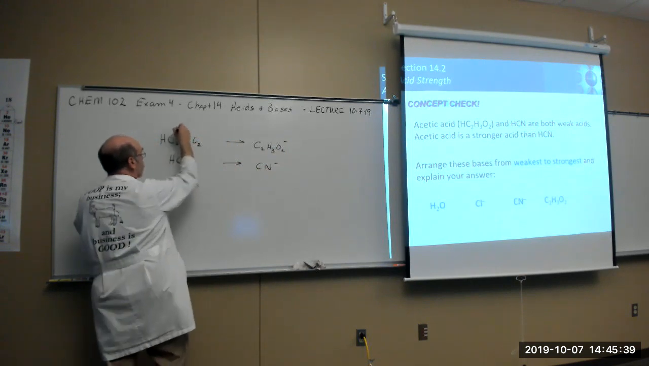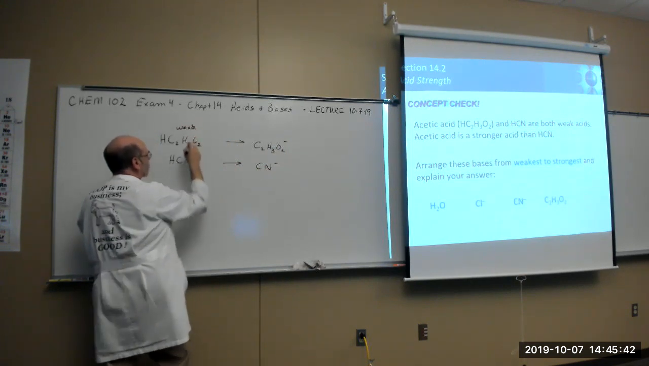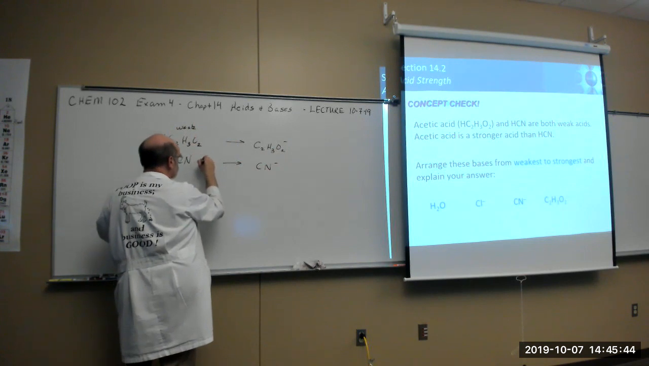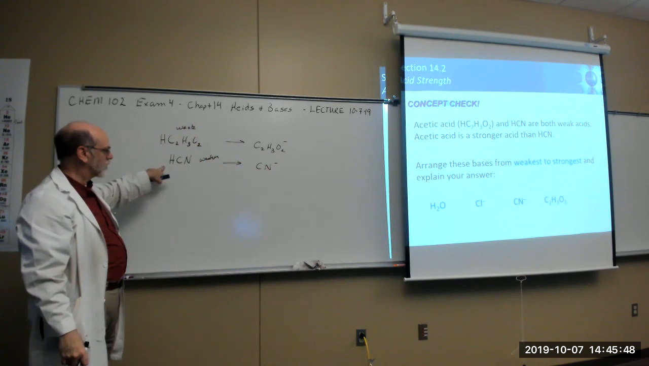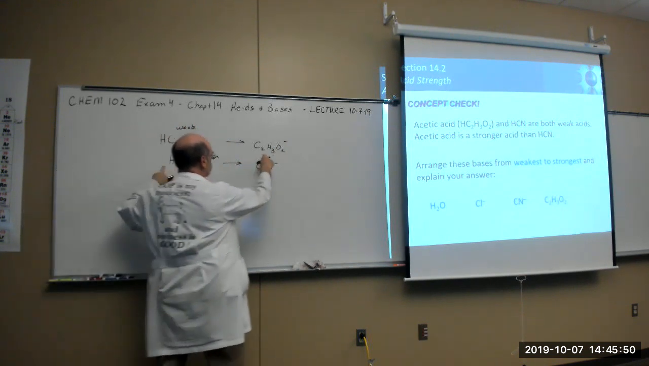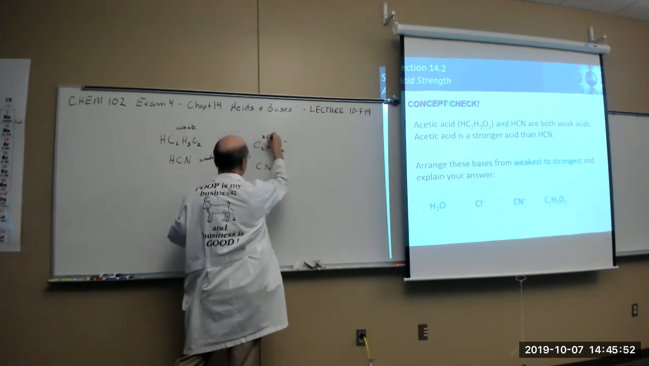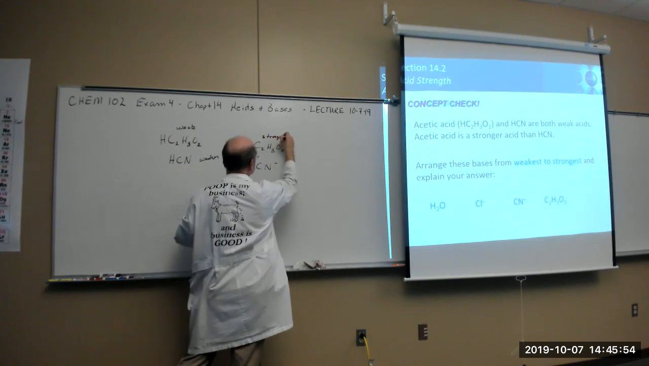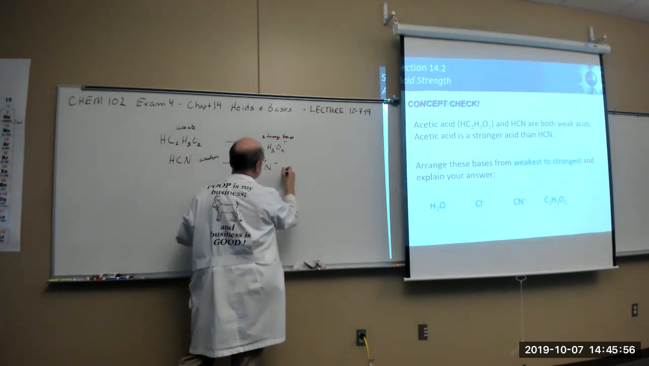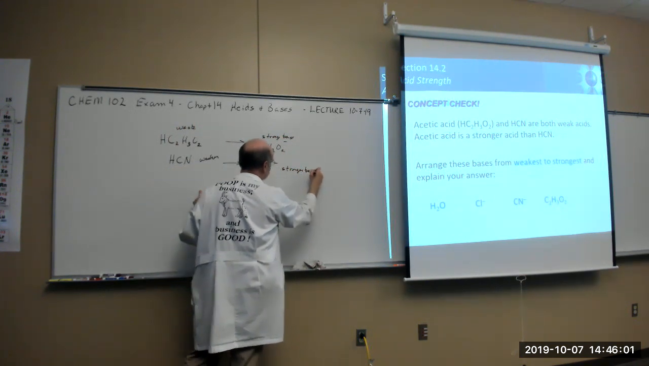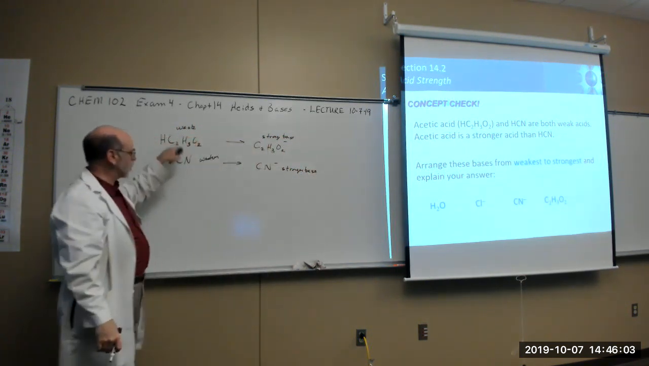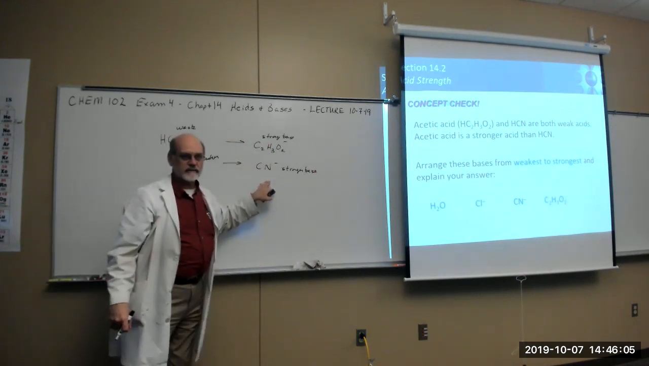Okay, so if they're both weak, but this is weaker, that means this is a strong base, but this is a stronger base. Because it's a weaker acid, it makes a stronger base.